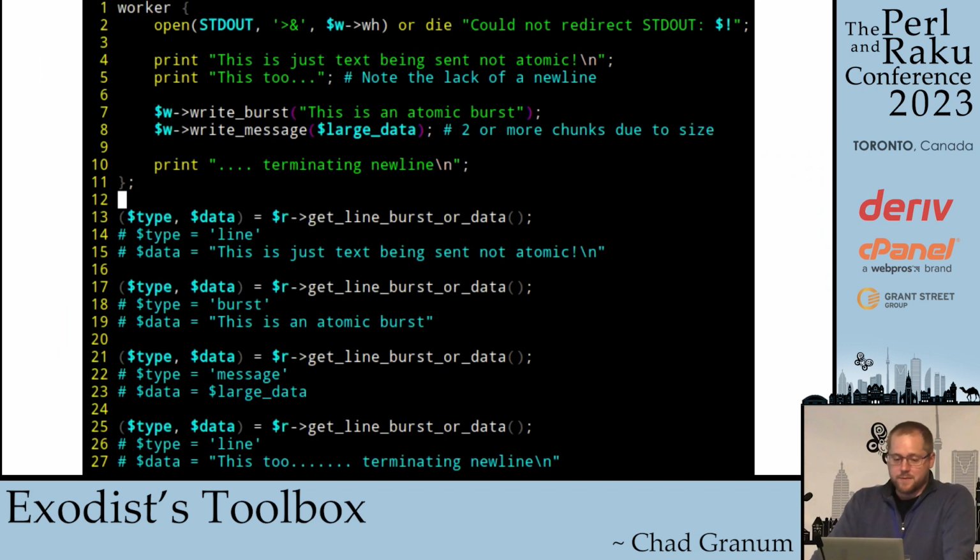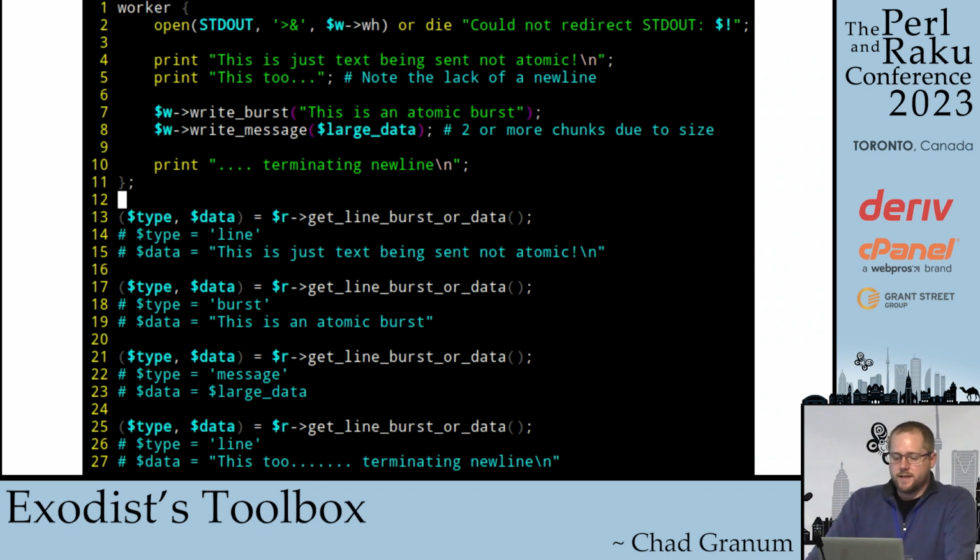So, big long example here. Our worker is opening the write handle to standard out, and then it's printing to standard out. First a line that ends with a newline, then a line that doesn't. Then it writes a burst, and then it writes large data, and then it prints another line, but with the newline. Then when we go to read, we have this convenient method, get line, burst, or data, which will get whatever's next in the queue.